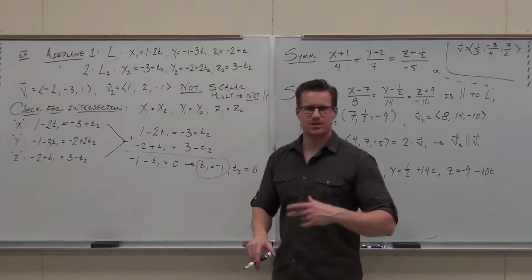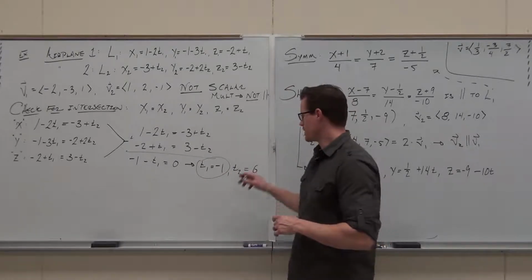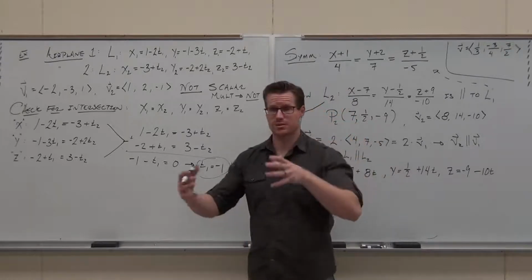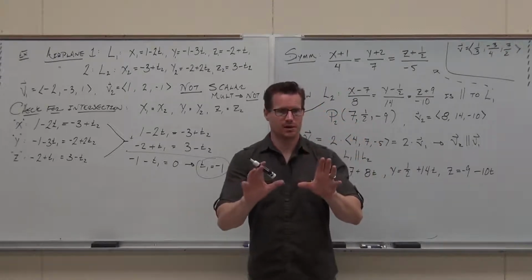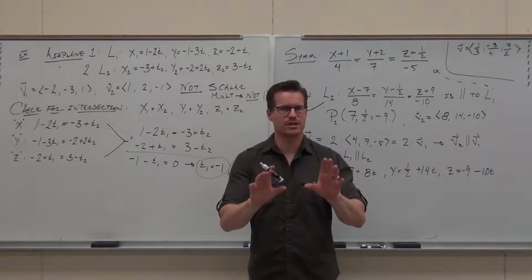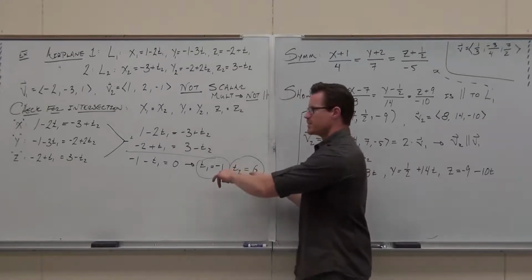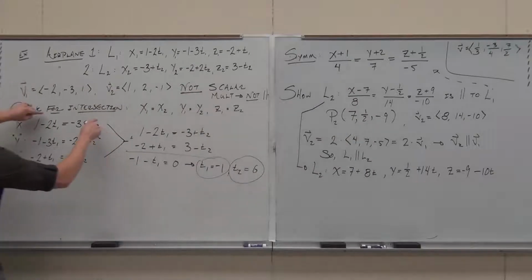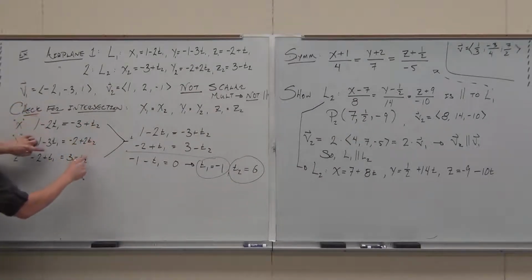Airplane 1's going to cross this point at t equals -1. Airplane 2 at t2 equals positive 6. That doesn't tell you anything right now. Here's how you tell. Take these numbers, plug them in respectively for each of these 3.